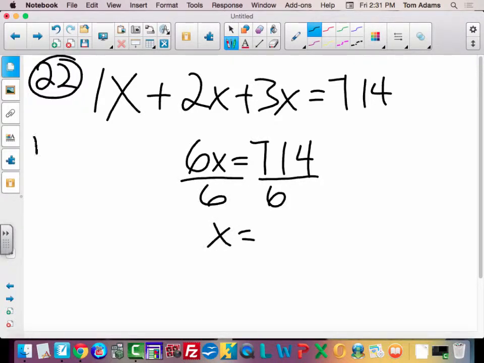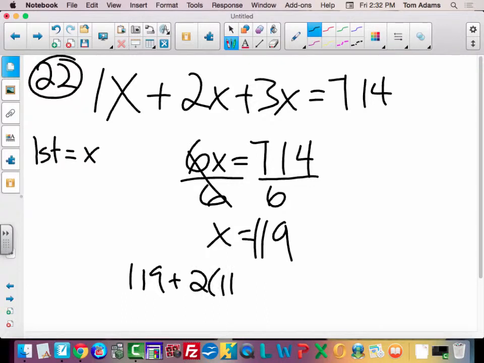And let me point this out. Our first number is x, right? That's the number we're looking for. So now what's 714 divided by 6? 119. Now how can I verify that? What's 119 plus 2 times 119 plus 3 times 119? Do it on your calculator. Tell me what you get. When you add them all together, what do you get? 714. Okay, so then it works.